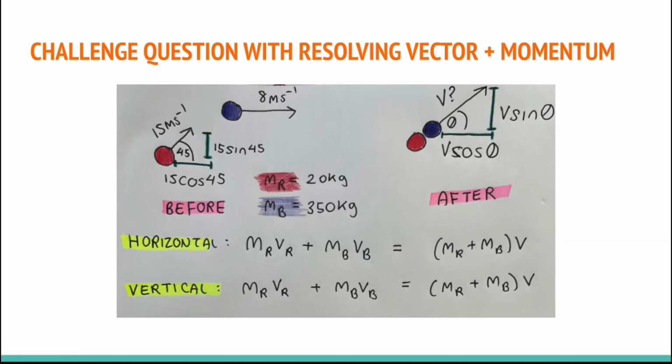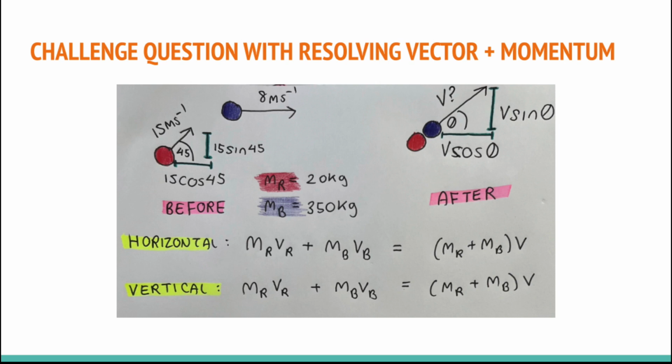Now onto a challenge question that involves resolving vectors and momentum. As you can see, there's a red ball with a mass of 20 kg that travels at 45 degrees with a velocity of 15 meters per second. And there's a blue ball that travels horizontally with a velocity of 8 meters per second. This is before the collision, and after the collision they join together and then travel at a final velocity and an angle that we do not know. That's what we have to find out.